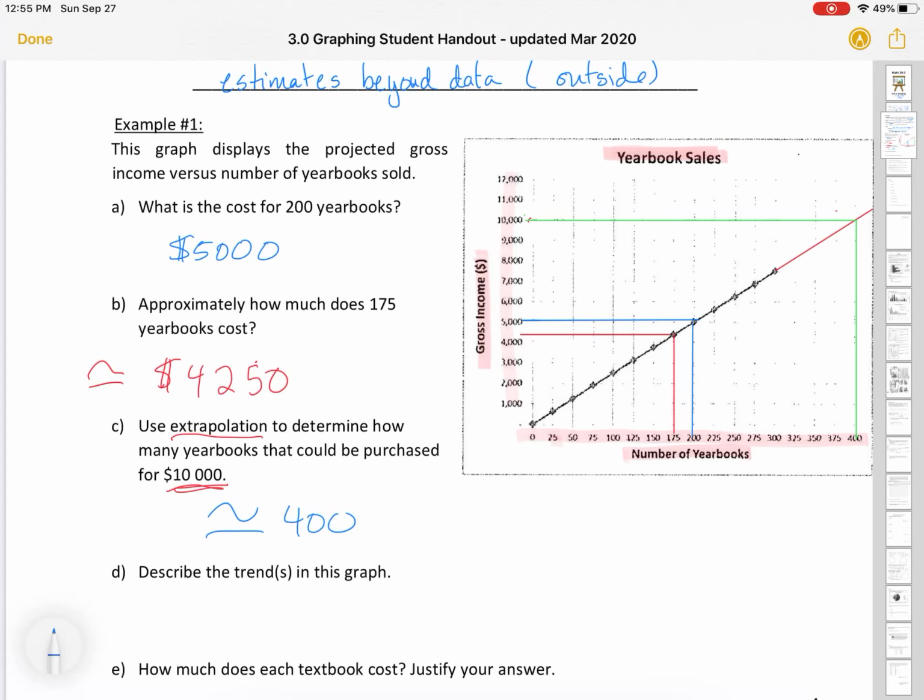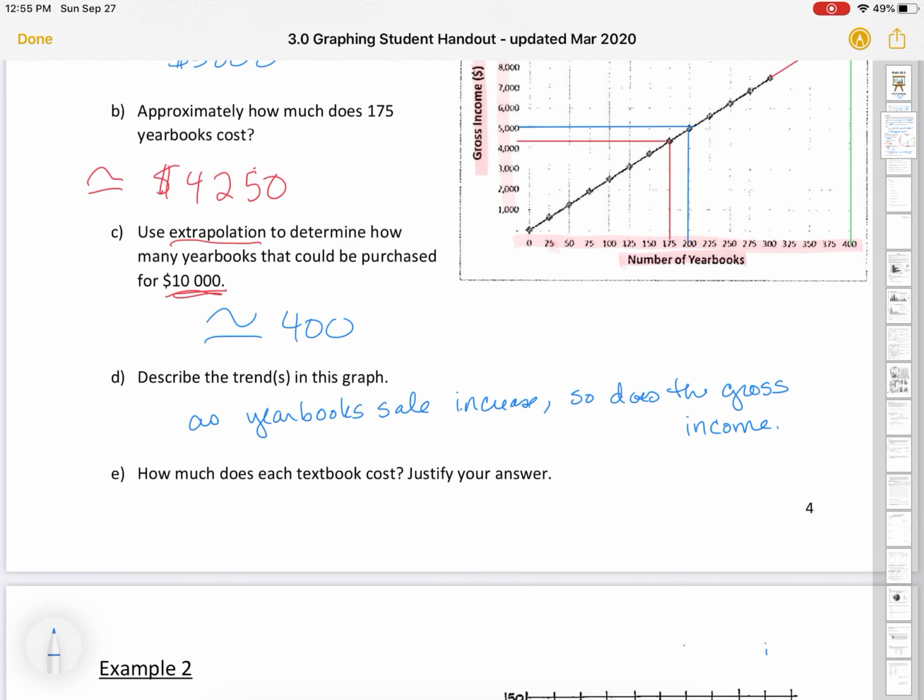Describe the trend in this graph. So what's happening overall? The trend is like our slope. Remember our slope unit? So what we're seeing is as yearbook sales increase, so does the gross income. Okay, so as we sell more books, we make more money. That's basically that.